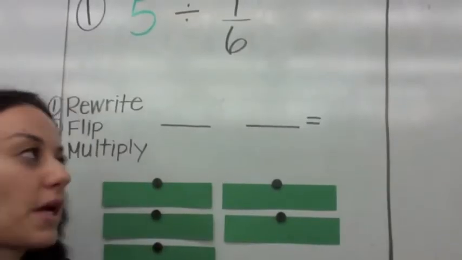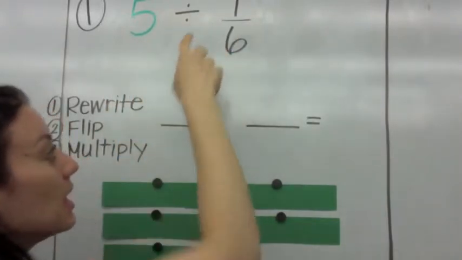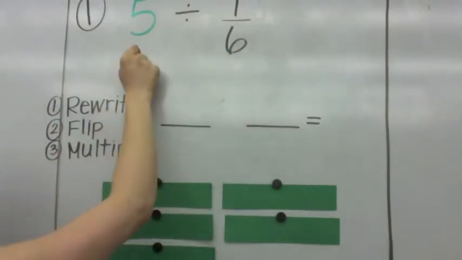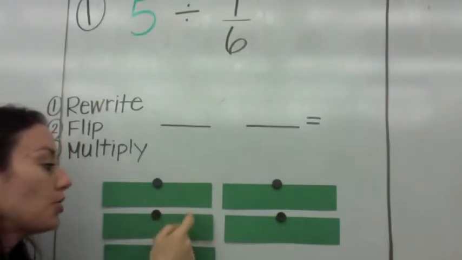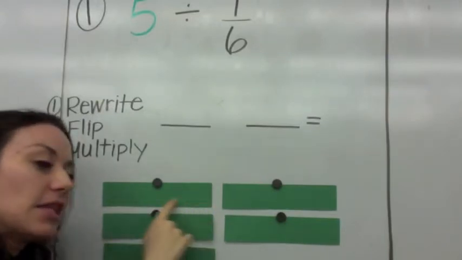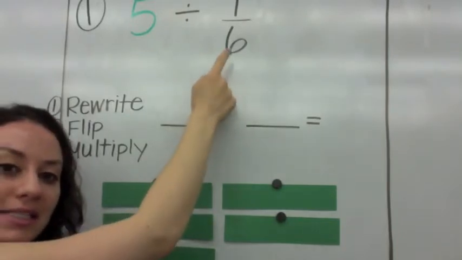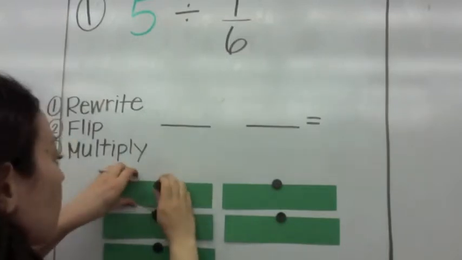Okay, so we're going to do some quick examples. The first example says 5 divided by 1/6. This is asking how many sixths are there in 5? So let's do the visual first. Do I have 5 wholes? 1, 2, 3, 4, 5. Yes? I'm going to cut this whole into how many? I'm going to cut it into sixths. So each of the wholes will have 6 parts. Okay, so I'm going to go ahead and do that.